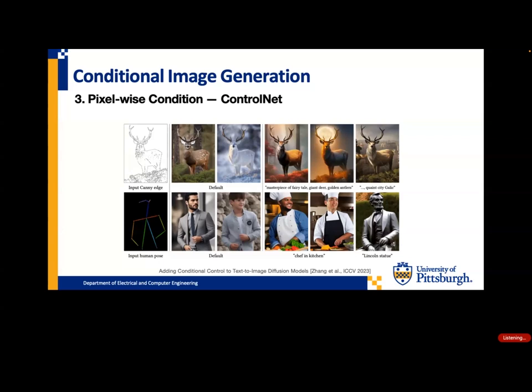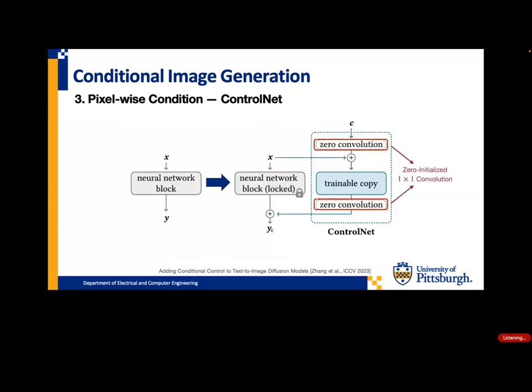Pixel-wise condition. This is the so-called ControlNet. For example, if I have a canny edge, based on this edge I can generate all these different kinds of images. And if I just have a skeleton, now I can have different people follow the same posture, right? So this is another way of conditioning. This is pixel-wise condition, and ControlNet was proposed to achieve this.